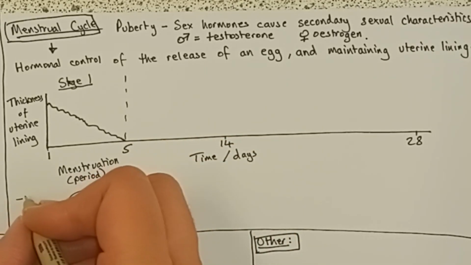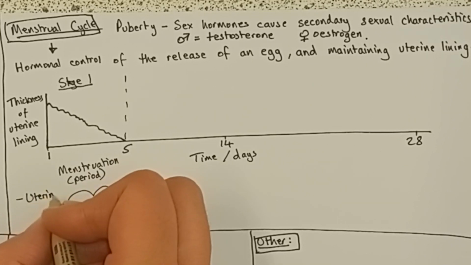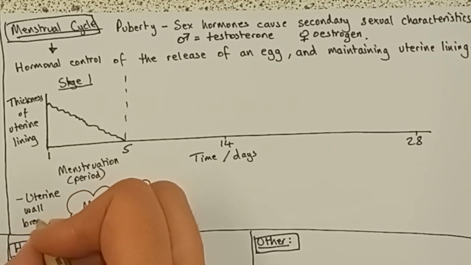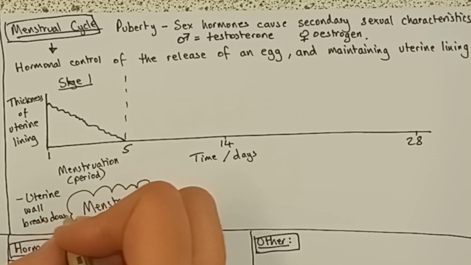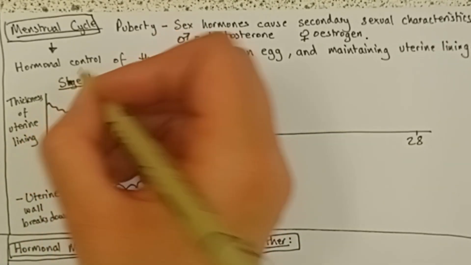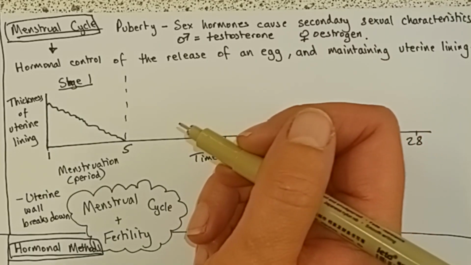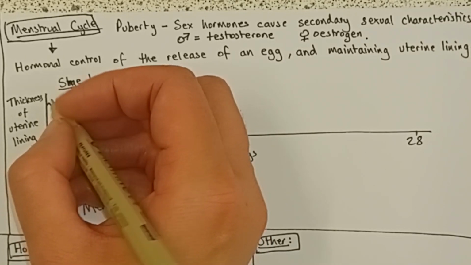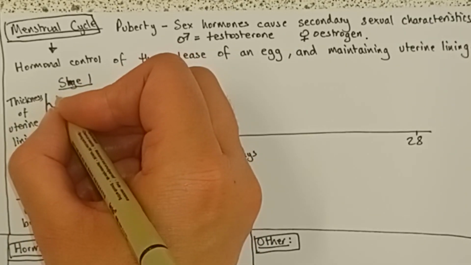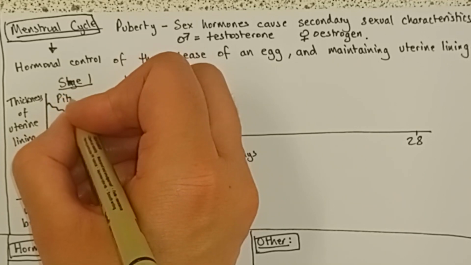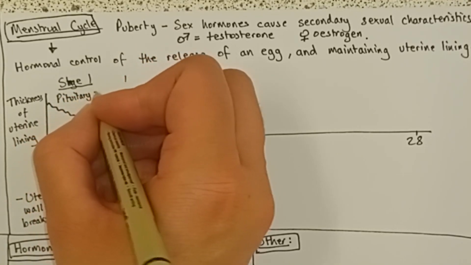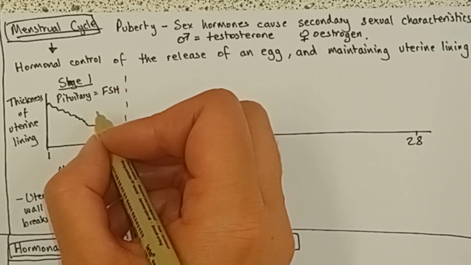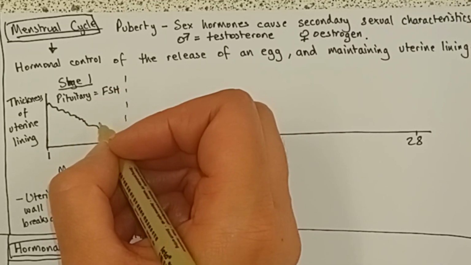And it's when the uterine wall breaks down and passes out. So that's at the start. Stage 1. During stage 1, then, the hormone that's secreted is follicle-stimulating hormone from the pituitary. And as the name suggests, follicle-stimulating hormone stimulates a follicle to be growing in the ovary.